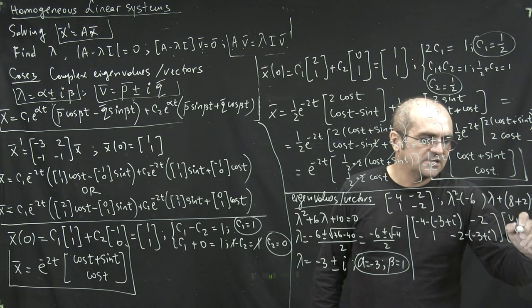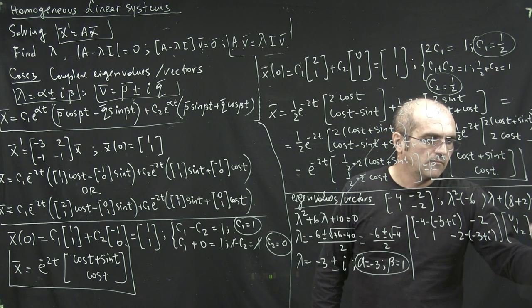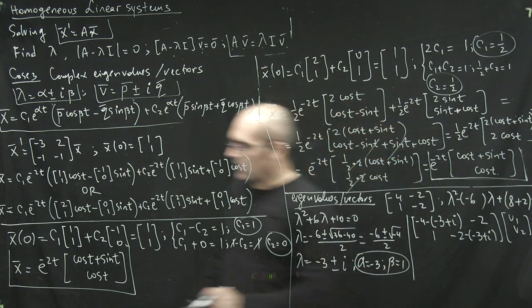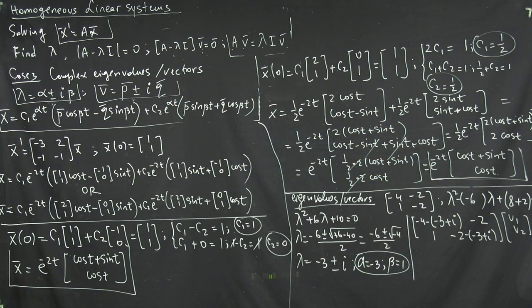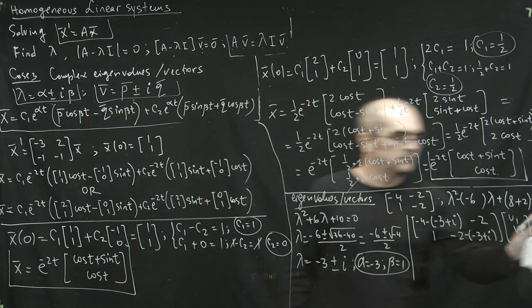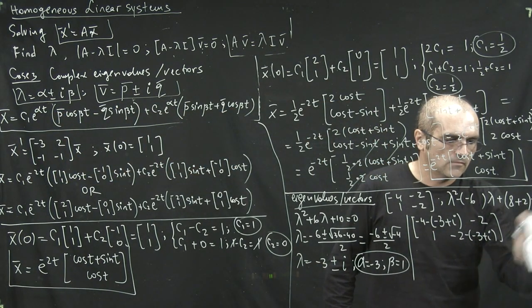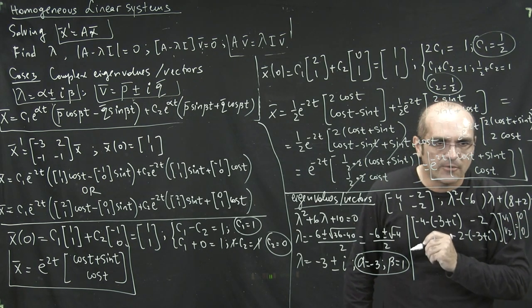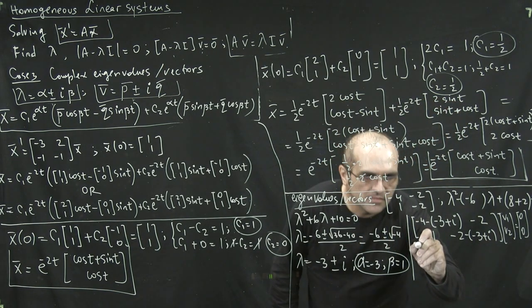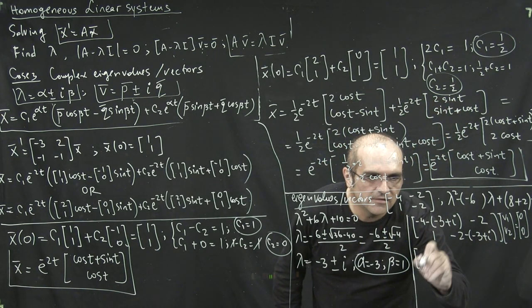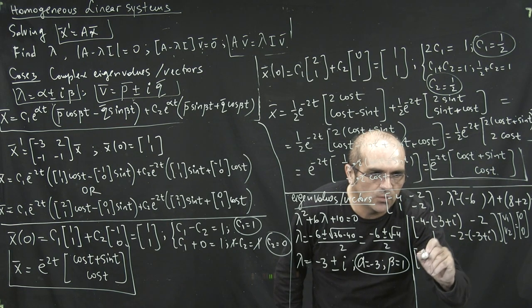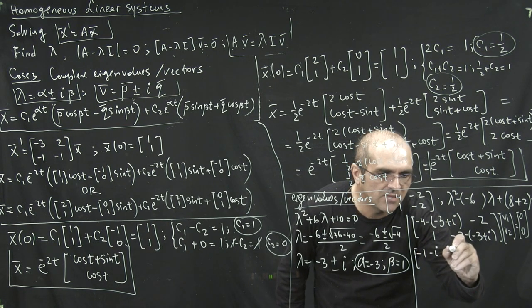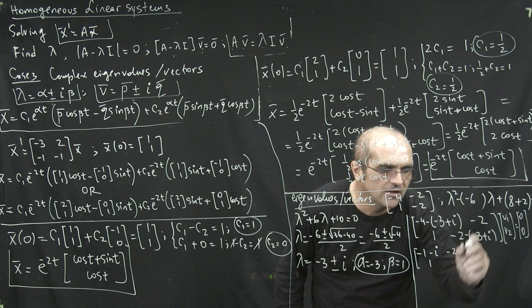And set up the system for the eigenvector. Now let's go out of range here. So v1, v2, 0, 0. There we go. Let's see. -4 plus 3, that's -1 minus i. -2, 1, -2 plus 3, that's 1 minus i.